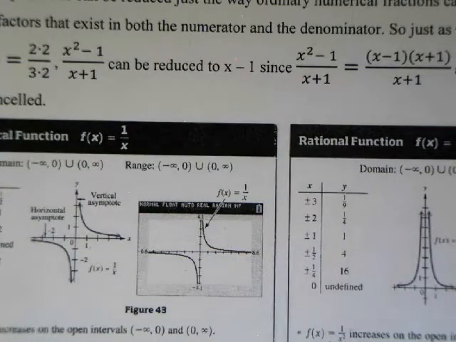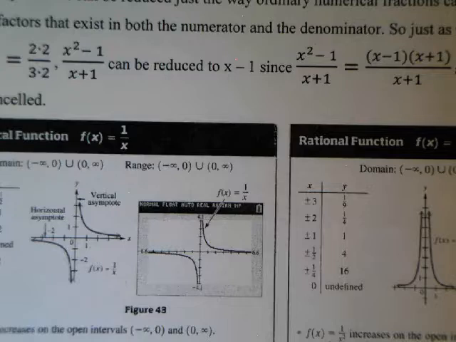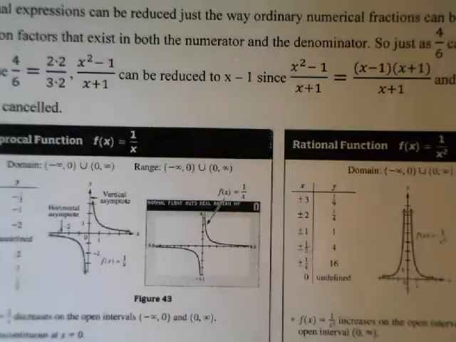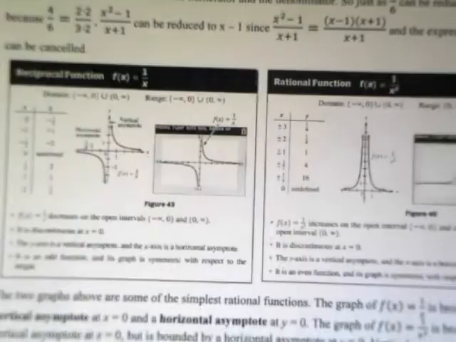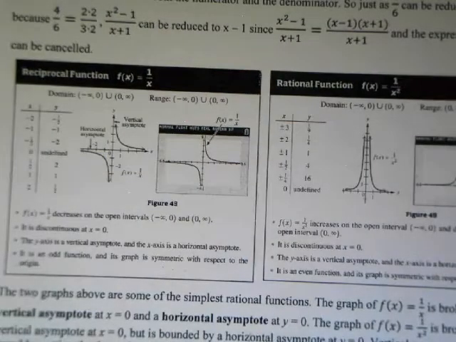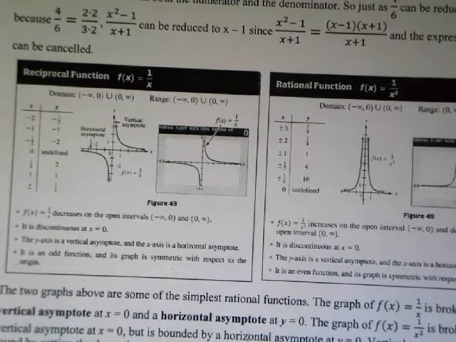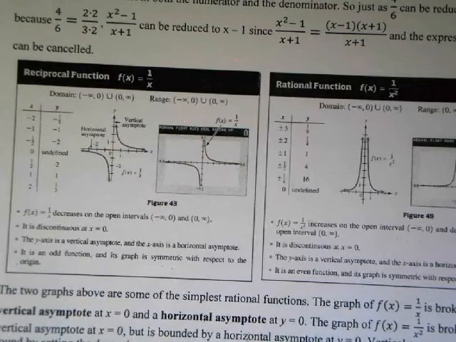So those are some examples of graphs and pieces of them where they become discontinuous at x is 0. Now, just to go on, the two graphs above are some of the simplest rational functions. Again, they're each broken by vertical asymptotes at x equals 0 and horizontal asymptotes at y equals 0. The graph of 1 over x squared is broken by the same things. Vertical asymptotes can be found by setting the denominator to 0.